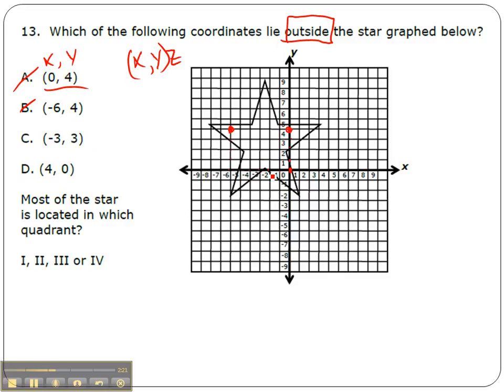Next point is at (negative 3, positive 3). So negative 3, x would be 3 to the left. 1, 2, 3. Positive 3 would be up 3, 1, 2, 3. It's definitely inside the star. That's near the center of the star. Must be D, but let's make sure.